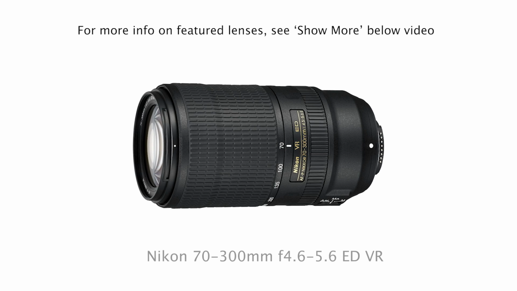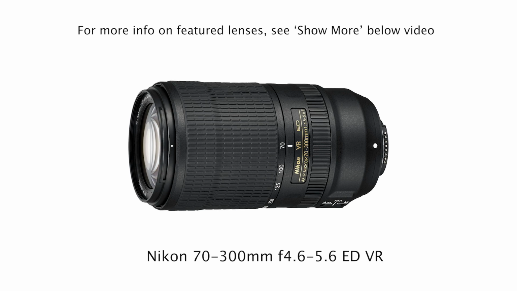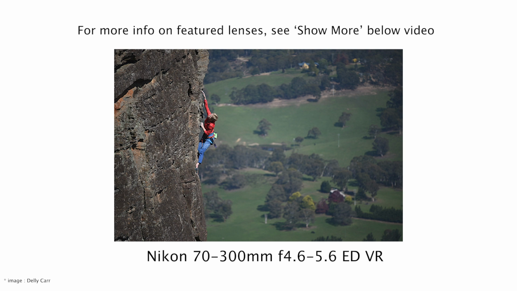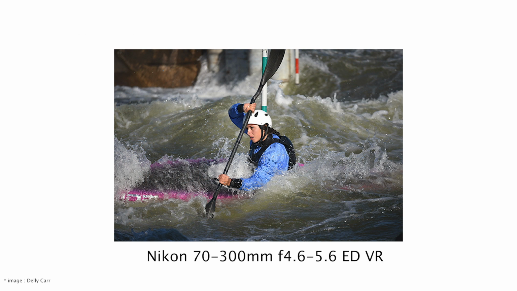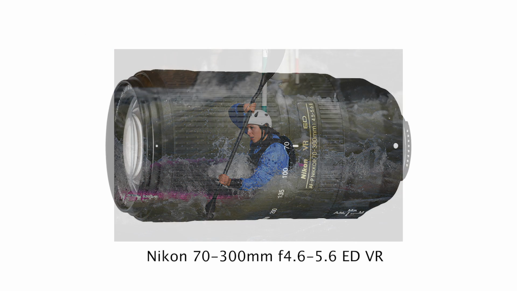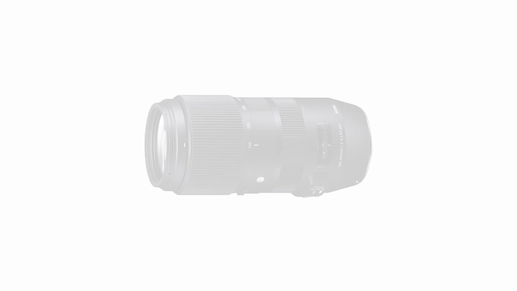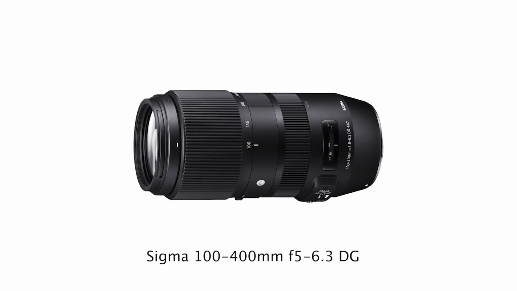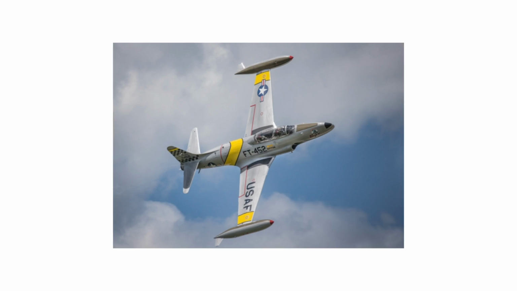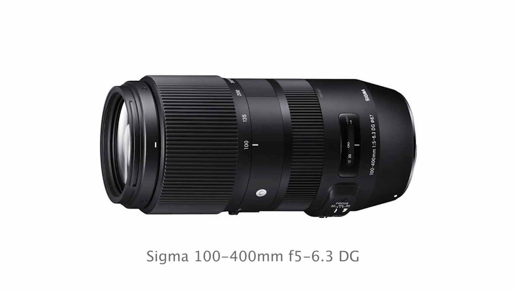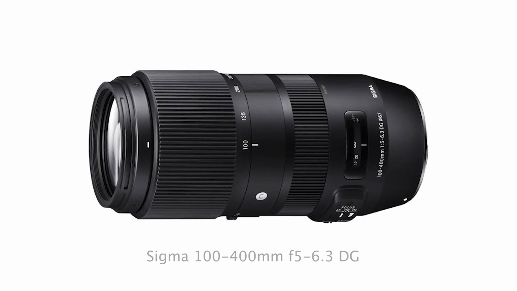If you've got a Nikon, then the 70 to 300 millimeters will get you a bit closer to the action. This lens has vibration reduction built in, and at around $400, it's a good value lens. But if you want to get one without the vibration reduction, you can save yourself about $150. Now, if you want to get really close to the action, the Sigma 100 to 400 millimeter lens is certainly worth a look. At around $650 US, you can buy one for Nikon or Canon cameras.